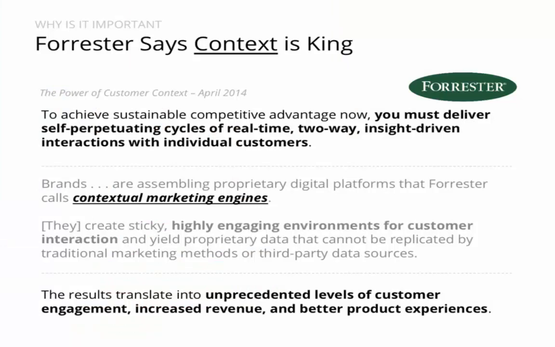Why is this important? Because a lot of times folks want to say, so what's going on out there from an industry perspective is that there's a name for this, right? And the name is sort of emerging. It's not really clear, but Forrester refers to it as a contextual marketing engine. Their point is that to achieve sustainable competitive advantage, you must deliver self-perpetuating cycles of real-time, two-way, insight-driven interactions with individual customers. In other words, you've got to come up with something smart to say every time you interact with your customer, right? Yes, there's a name for it.